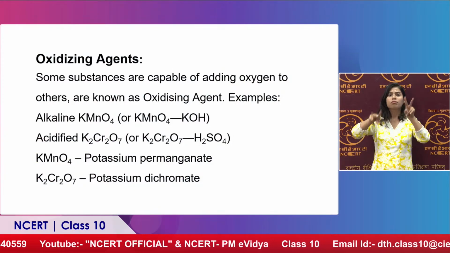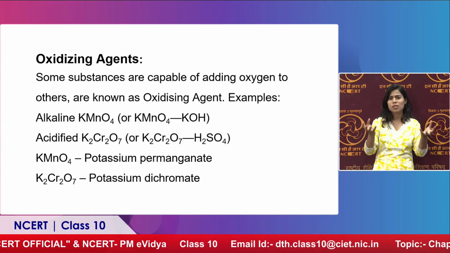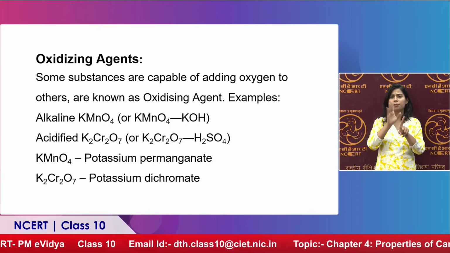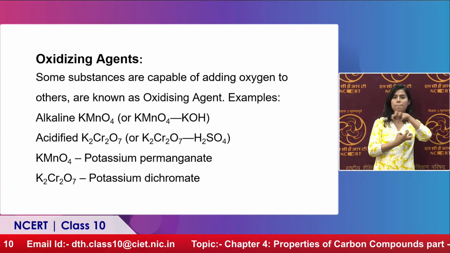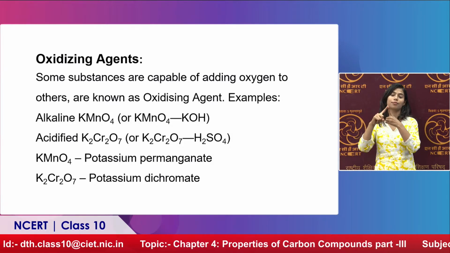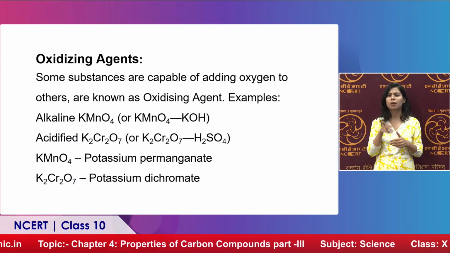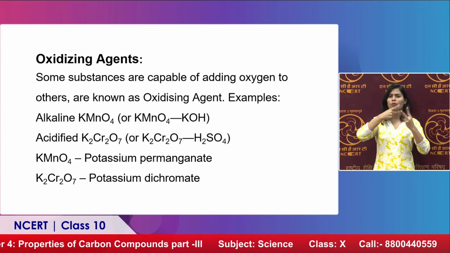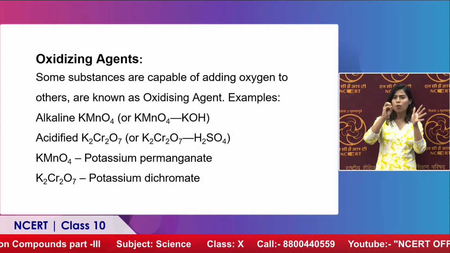Now, we will talk about oxidizing agents. Some substances are capable of adding oxygen to others, and are known as oxidizing agents. Examples: alkaline KMnO4, that is KMnO4 mixed with a base, potassium hydroxide. We can also talk about acidified K2Cr2O7. Whenever oxidizing agents are mixed with an acid or base, their working efficiency and reactivity becomes more specific, and reactions become easier. So, KMnO4 potassium permanganate and K2Cr2O7 potassium dichromate are both examples of oxidizing agents.